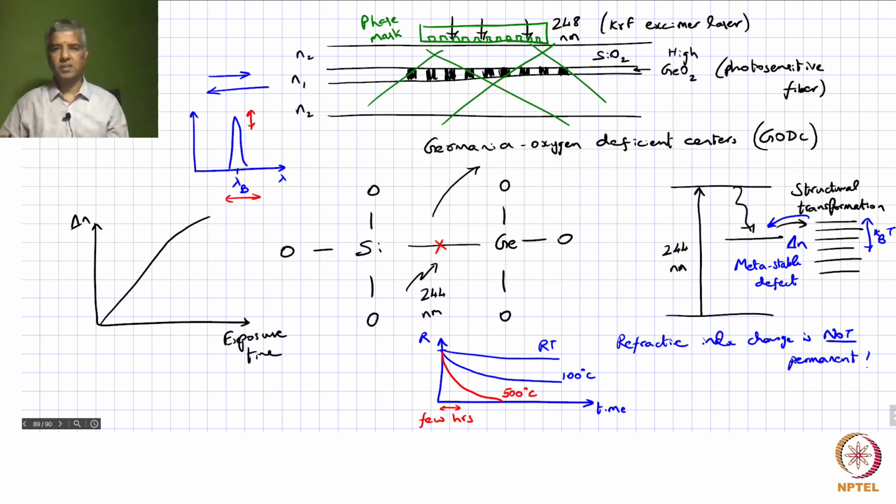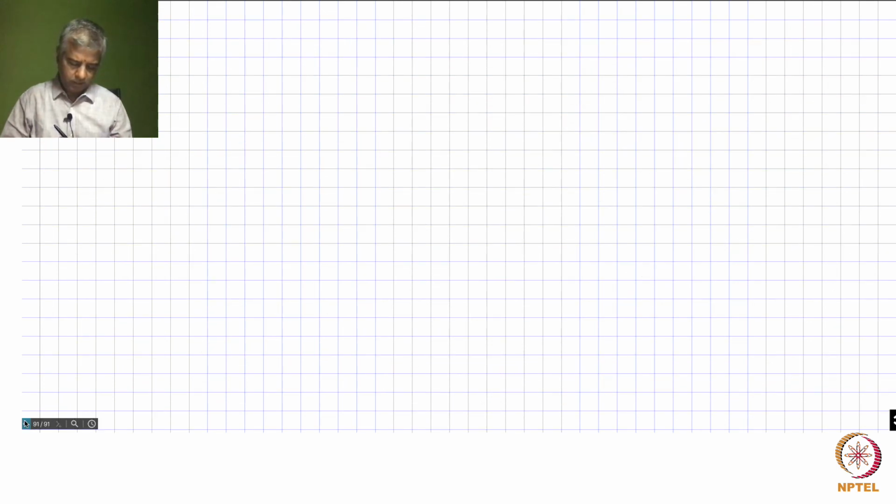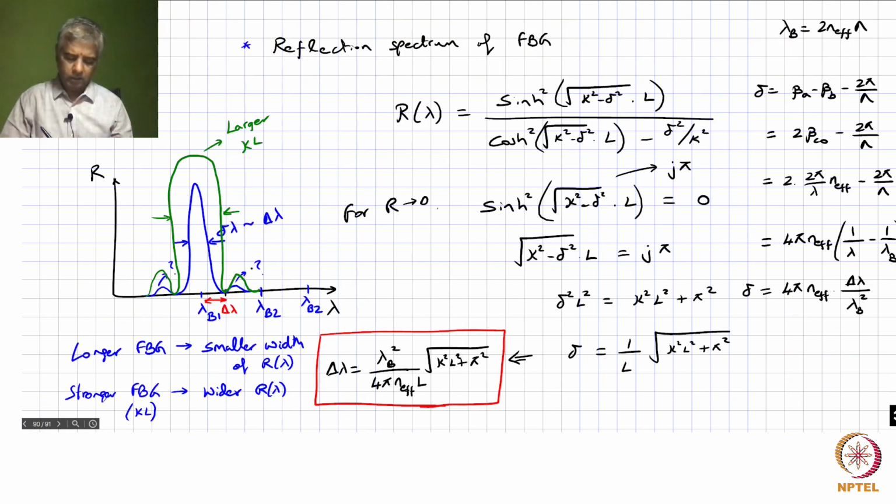Okay. So, those are some practical issues that you have to deal with when you are using these fiber Bragg gratings. But the other issue is the question of what these side peaks are and what they are due to. Okay. So, let us actually examine that in a little more detail.